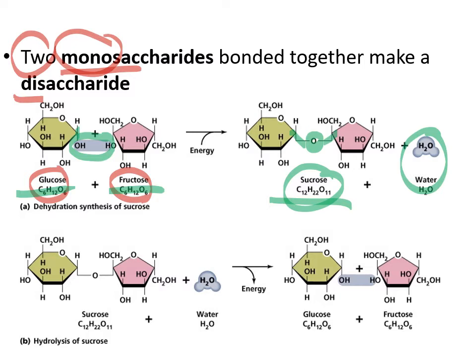And you can run this reaction in reverse. This is the same reaction above, but we're running it backwards. You can use water to split the glycosidic linkage, and so we call this hydrolysis. We're using water to split apart the disaccharide, and you get your glucose and your fructose back.